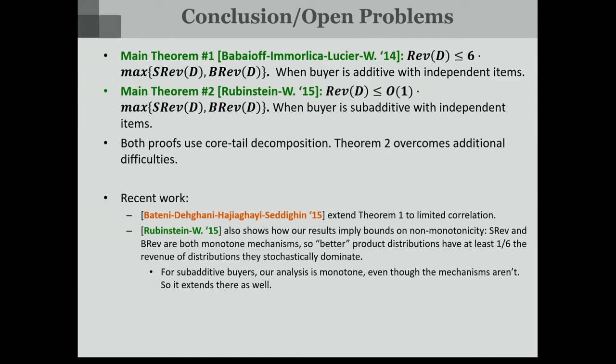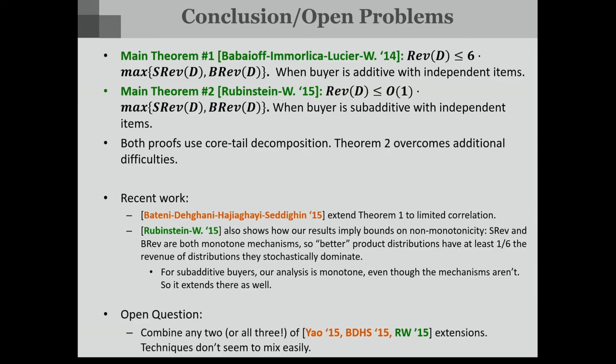Okay, and for subadditive buyers, even though Srev is no longer a monotone mechanism, our analysis is, and it's basically because we're only counting revenue from the case where at most one item sells. And so this result extends there as well.